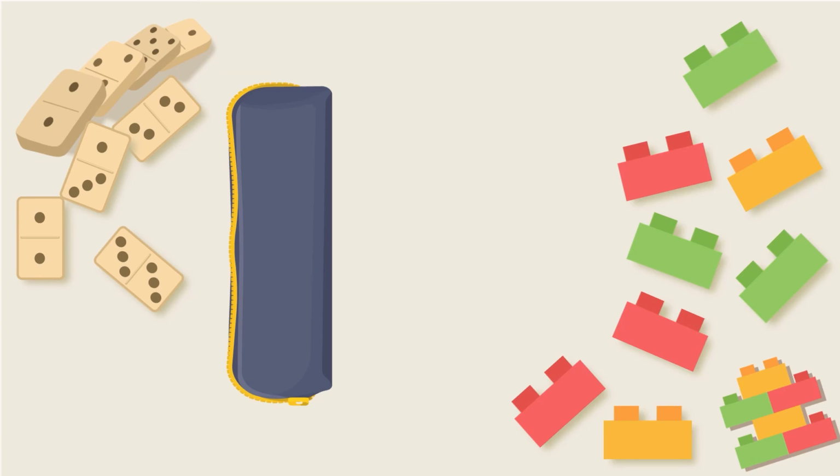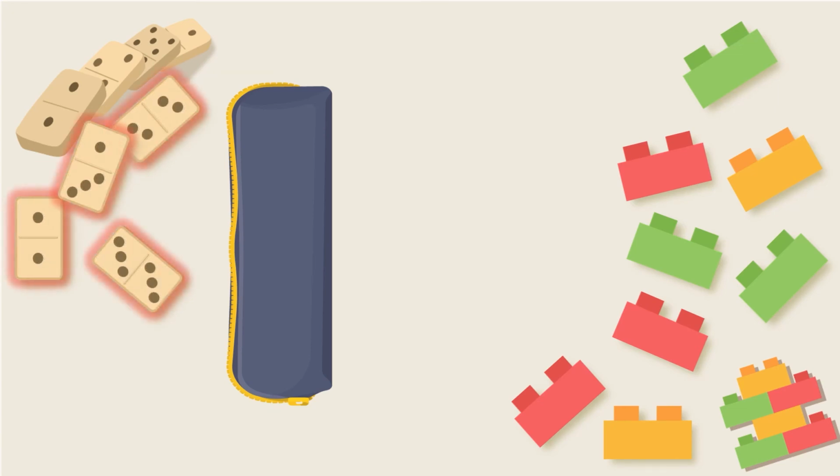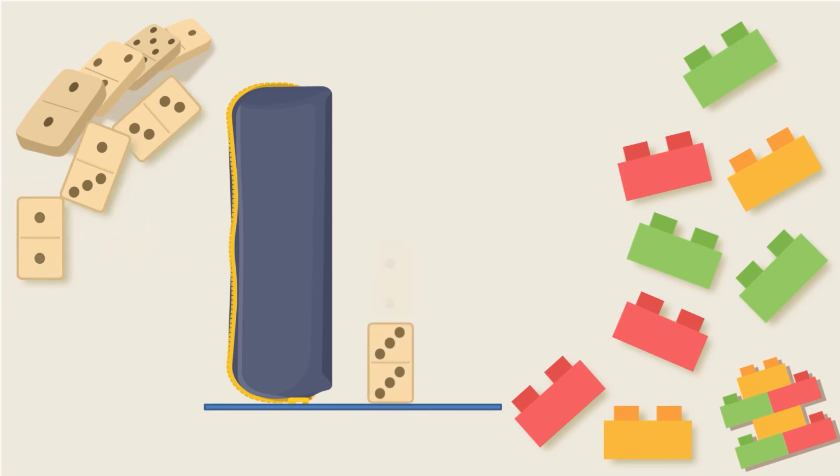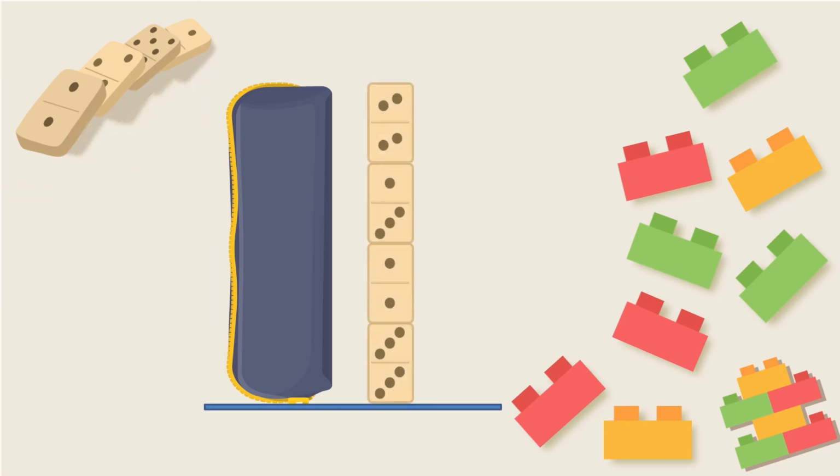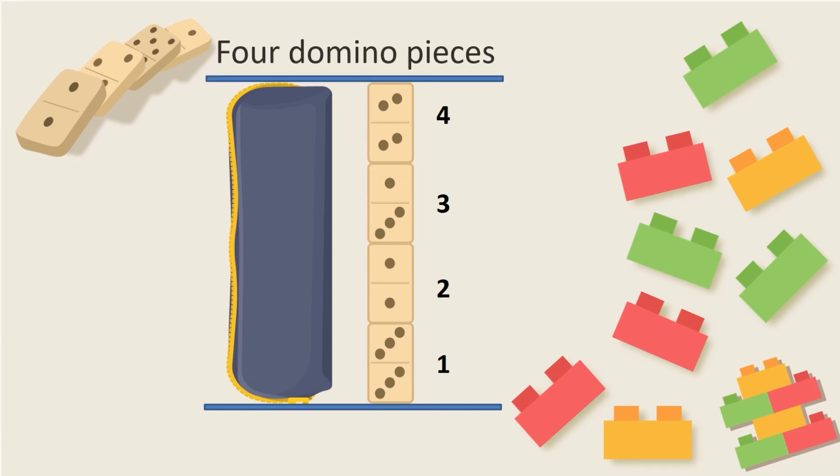Adam then used the domino pieces to measure the length of the pencil case. He put the pieces one by one, then counted them. 1, 2, 3, 4. The length of the pencil case is 4 domino pieces.